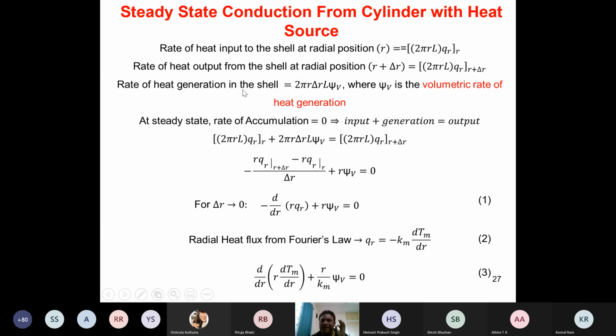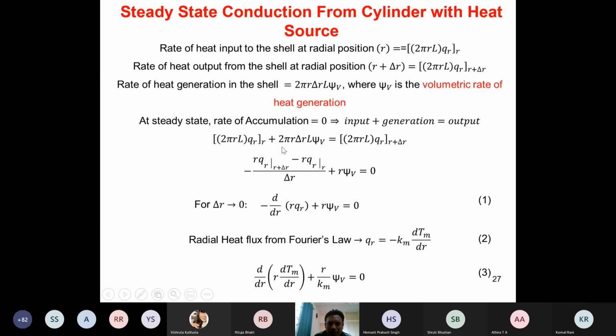Similarly, the rate of heat generation in the shell is going to be volume times the volumetric rate of heat generation. The volume here is 2 pi R delta R L, that is the volume of the shell, multiplied by the volumetric rate of heat generation, psi V. So the rate of heat generation in the shell is 2 pi R delta R L psi V. The heat balance in this case: since accumulation is assumed to be 0, rate of heat input plus generation should equal output. So we can put the input, output and generation terms in this equation, and we get this equation.